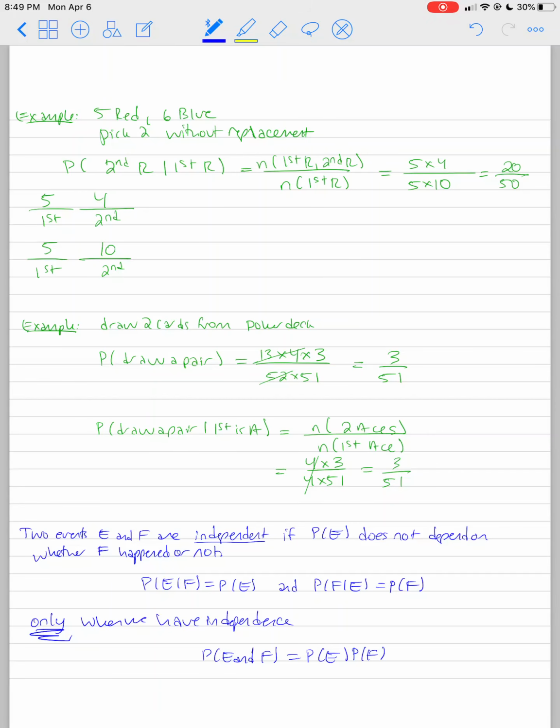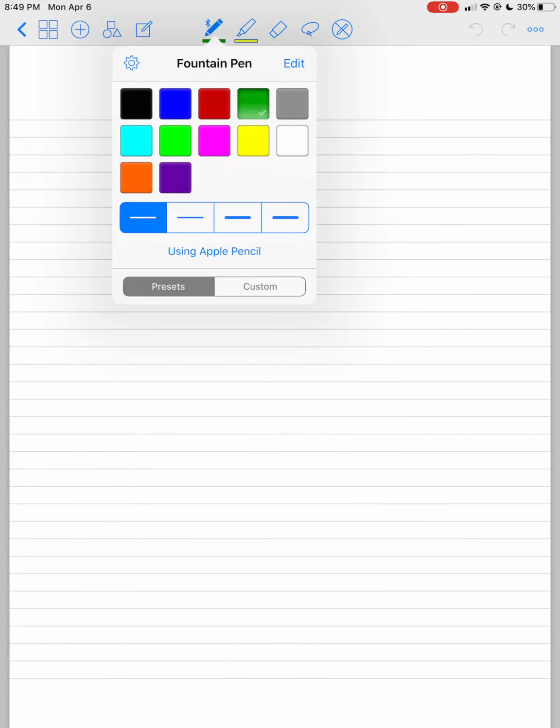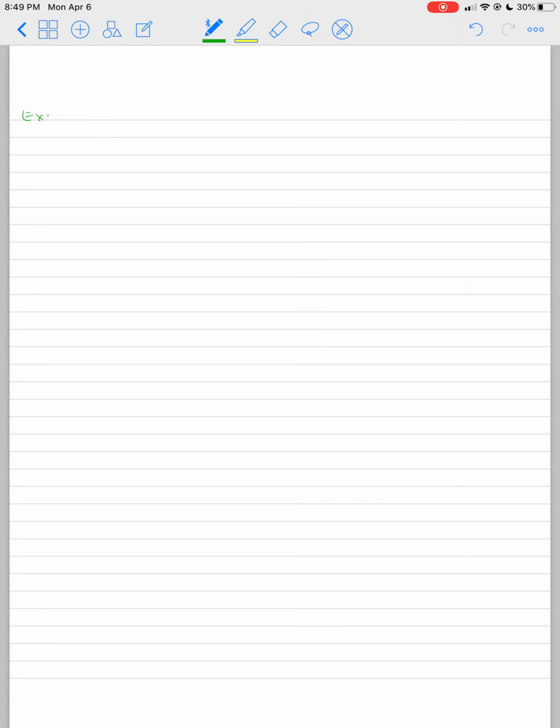So, let me give you an example of when things are independent. I'm going to draw one card from a poker deck. I want the probability that it is red and a queen. Now, I could do this the normal way, except I claim these are independent. Whether or not the card is red has nothing to do with whether or not it is a queen. There's not more red queens than black queens. They're totally independent properties.